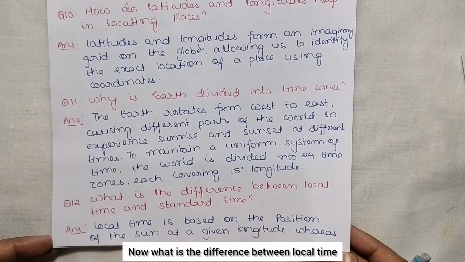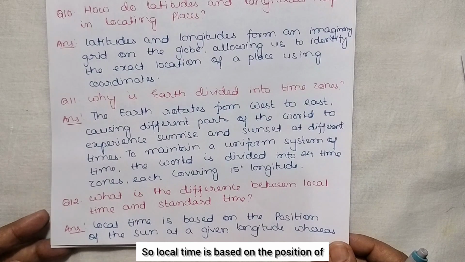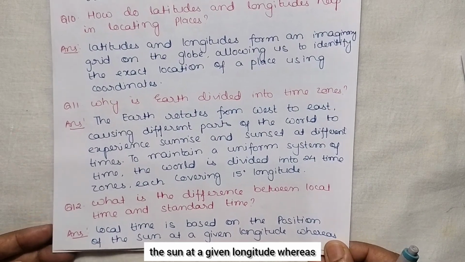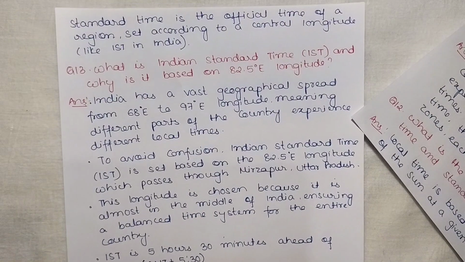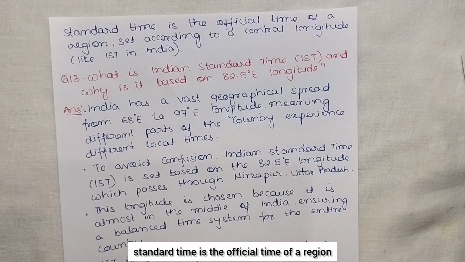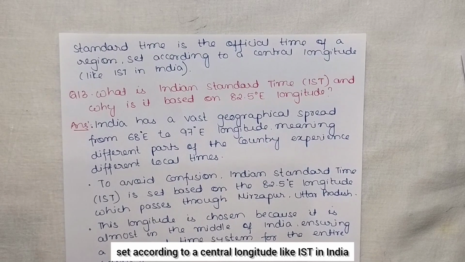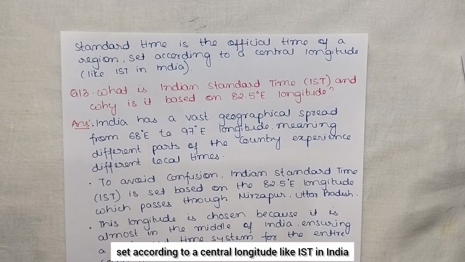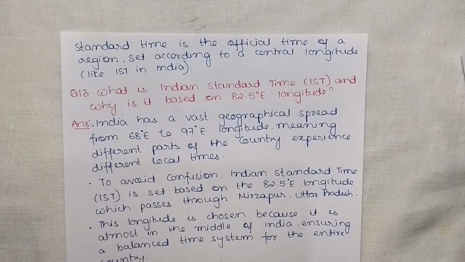Now what is the difference between local time and standard time? Local time is based on the position of the sun at a given longitude, whereas standard time is the official time of a region set according to a central longitude, like IST in India. So this is the difference between local time and standard time.